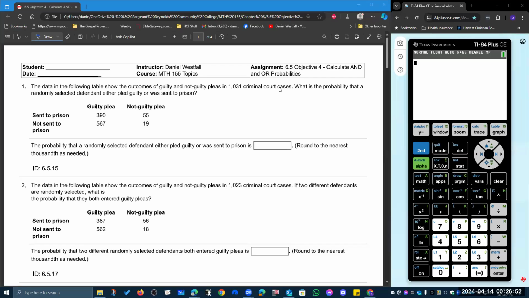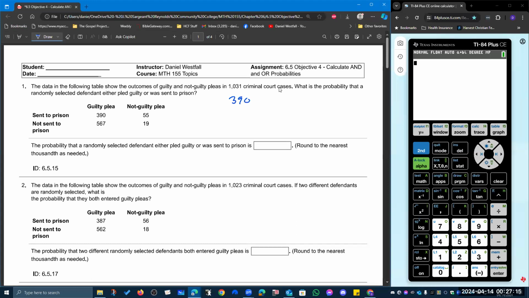In this video, we're going to talk about 6.5, Objective 4, where we calculate "and" and "or" probabilities. Data in the following table, the outcomes of guilty and not guilty pleas of 1,031 criminal court cases are listed. What is the probability that a randomly selected defendant either pled guilty or was sent to prison?